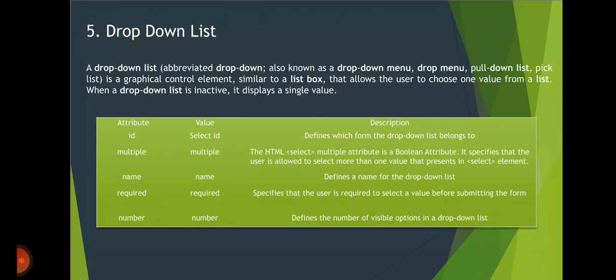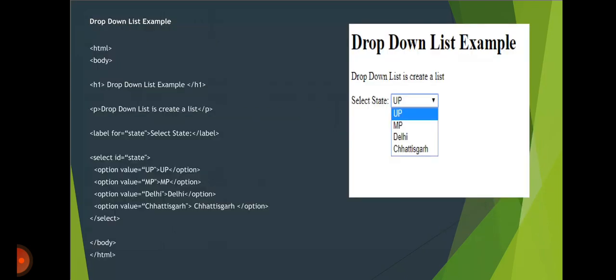Attribute ID, select ID. It defines which form the drop-down list belongs to. Multiple: the HTML select multiple attribute is a boolean attribute. It specifies the user is allowed to select more than one value in the present select element. Name defines the name for the drop-down list. Required specifies the user is required to select a value before submitting a form. Number defines the number of visible options in the drop-down list. This is the example of drop-down list.